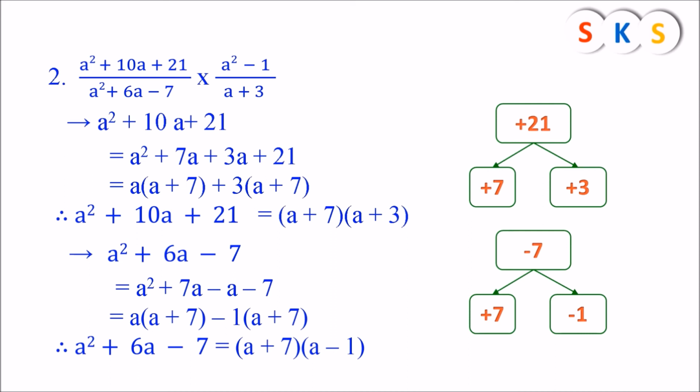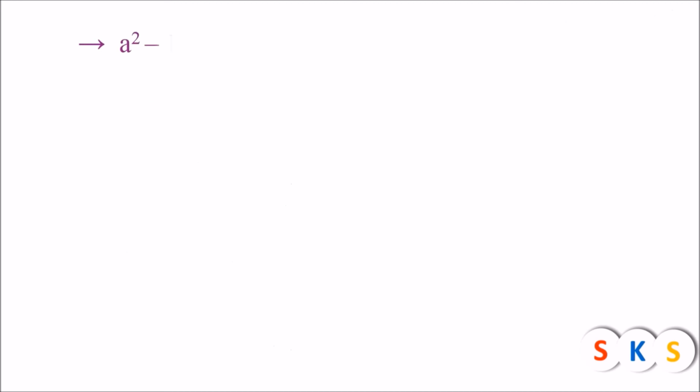Now we are going to find the factor of a square minus 1. Let's see how to factorize a square minus 1. I'm going to use the formula of a square minus b square, right? Here a is a only and b we will take as 1, because this is the square of 1. So a square minus b square equals a minus b into a plus b, that is a minus 1 and a plus 1.